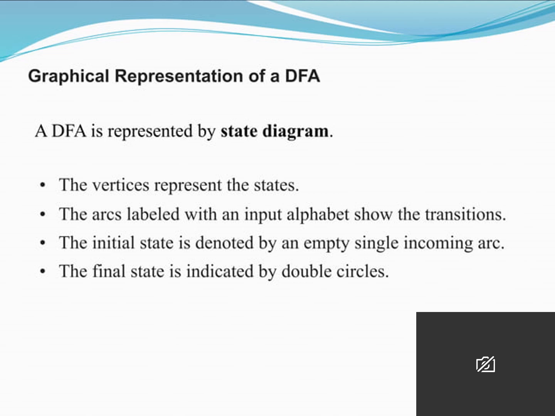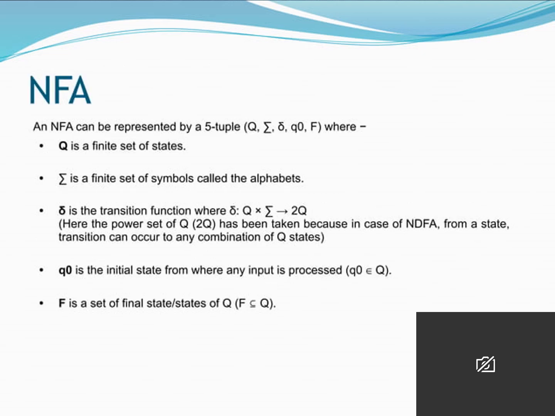Coming to the DFA, a DFA is represented by a state diagram. Here, the vertices represent the states, and the arcs labeled with the input alphabet show the transitions, considering the initial state and the final state. An NFA is also represented by a 5-tuple. One is capital Q, that is a finite set of states. Sigma is a finite set of symbols, called the alphabet.